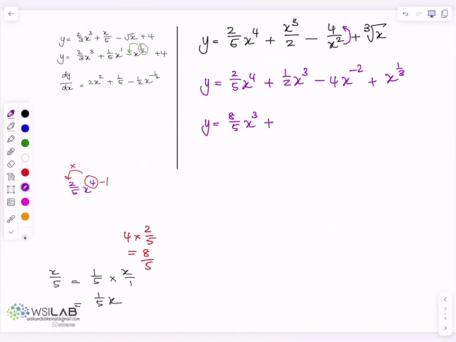Yes, because you're working with cubes. Then 3 times a half is 3 over 2, and then I subtract 1 from the x. Got that? What is the next one? Minus 4 times minus 2 is plus 8. I subtract 1 from the x. What is negative 2 minus 1? Minus 1 will give you minus 1.